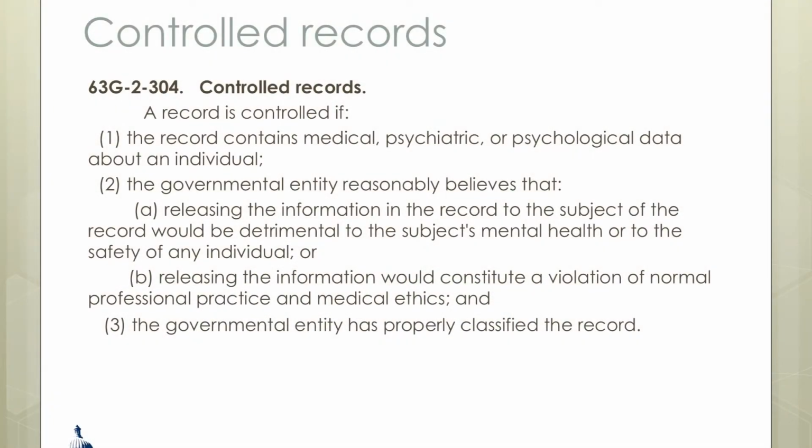after that, Section 304 talks about controlled records. And a record is controlled if the record contains medical, psychiatric, or psychological data about an individual, and the governmental entity reasonably believes that releasing the information in the record to the subject of the record would be detrimental to the subject's mental health or to the safety of an individual, anyone, or that releasing the information would constitute a violation of normal professional practice and medical ethics, and the governmental entity has properly classified the record.